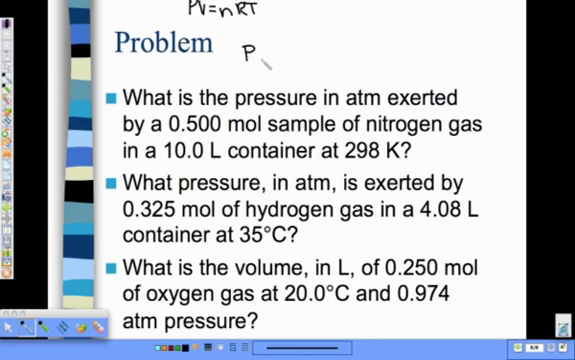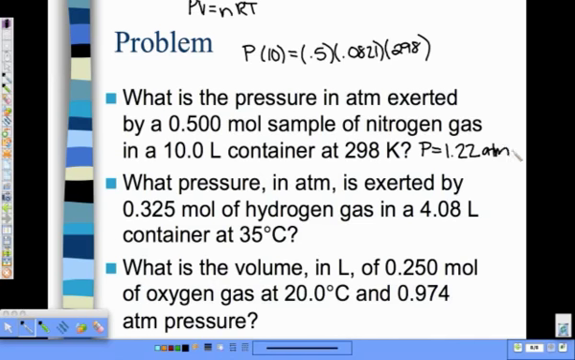So we're looking for pressure. Volume is 10 liters, n is 0.5 moles, R is always 0.0821. And the temperature they give to us in Kelvin, so we don't have to convert it. Right here, 298. So, solve for P. And I get 1.22. Our units are atm.